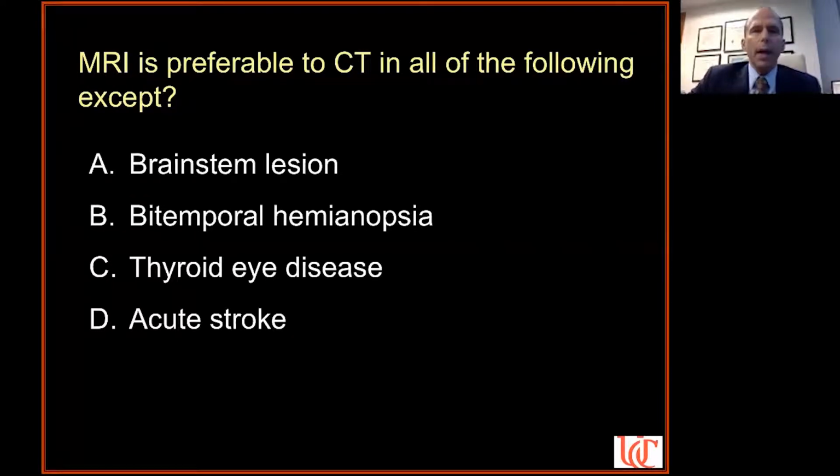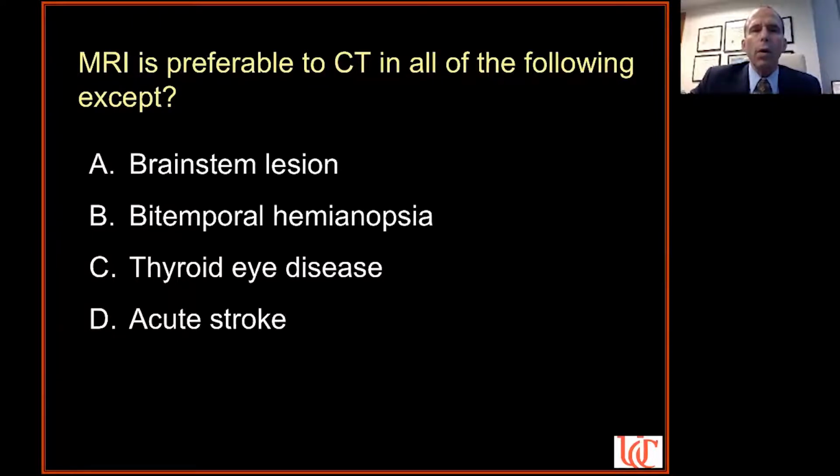A couple of people thought maybe a brainstem lesion. A couple of people said bitemporal hemianopsia. Certainly in bitemporal hemianopsia, we're thinking about a chiasmal region problem. And MRI is definitely better for the brainstem. It's definitely better for the chiasmal, the sellar, and suprasellar region. And then actually the majority of people, about half, thought acute stroke and the rest said thyroid eye disease. And the answer is thyroid eye disease.